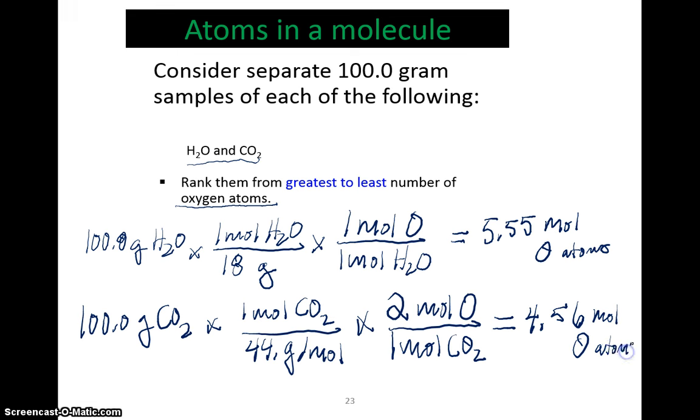Okay. So even though each carbon dioxide has more oxygen atoms by itself, because the molar mass of water is so much smaller, we end up with more moles of oxygen atoms in the water. So our ranking from greatest to least would be H2O. It's going to have more oxygen atoms than carbon dioxide.